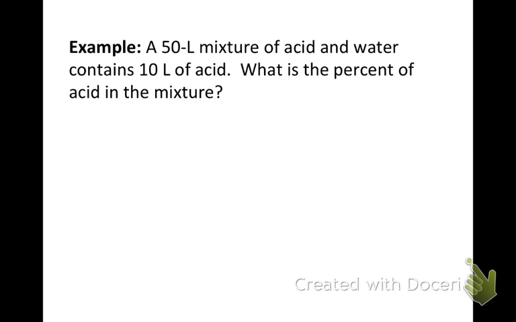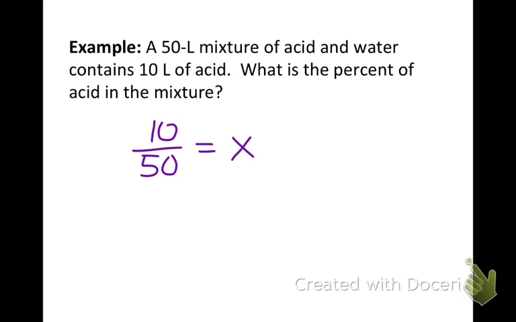So we have a 50-liter mixture of acid and water, which contains 10 liters of acid. And the question is asking, what is the percent of acid in the mixture? So we have a 50-liter beaker, or container. Inside of it has both acid and water. 10 liters of it is acid. So what is that percent? What's the part? 10. What's the whole? 50. And that's going to be equal to X percent.